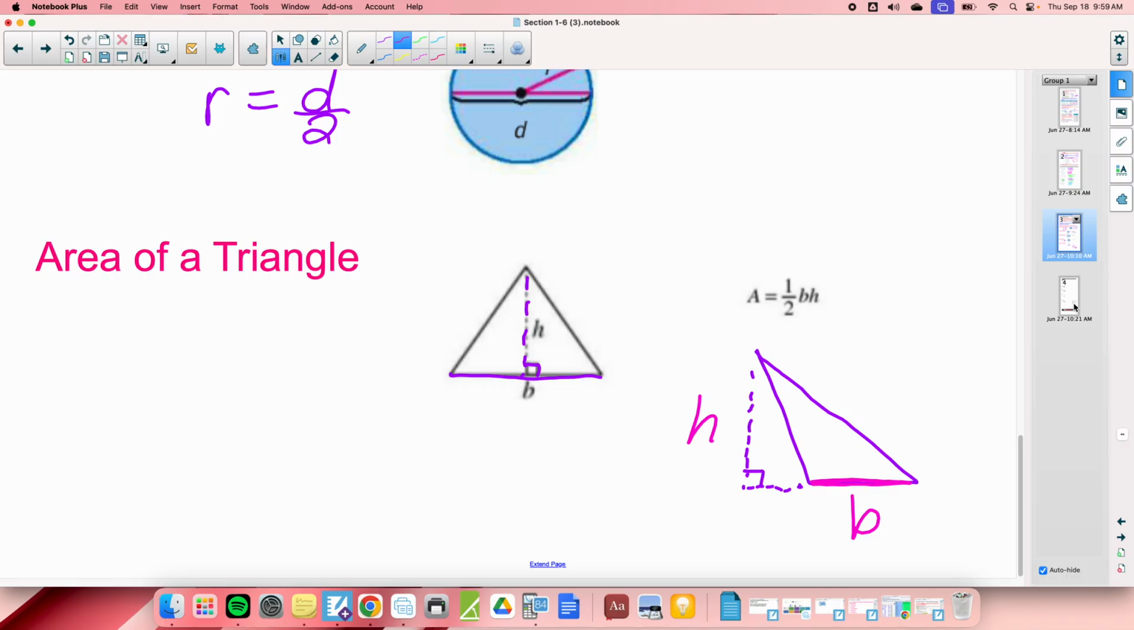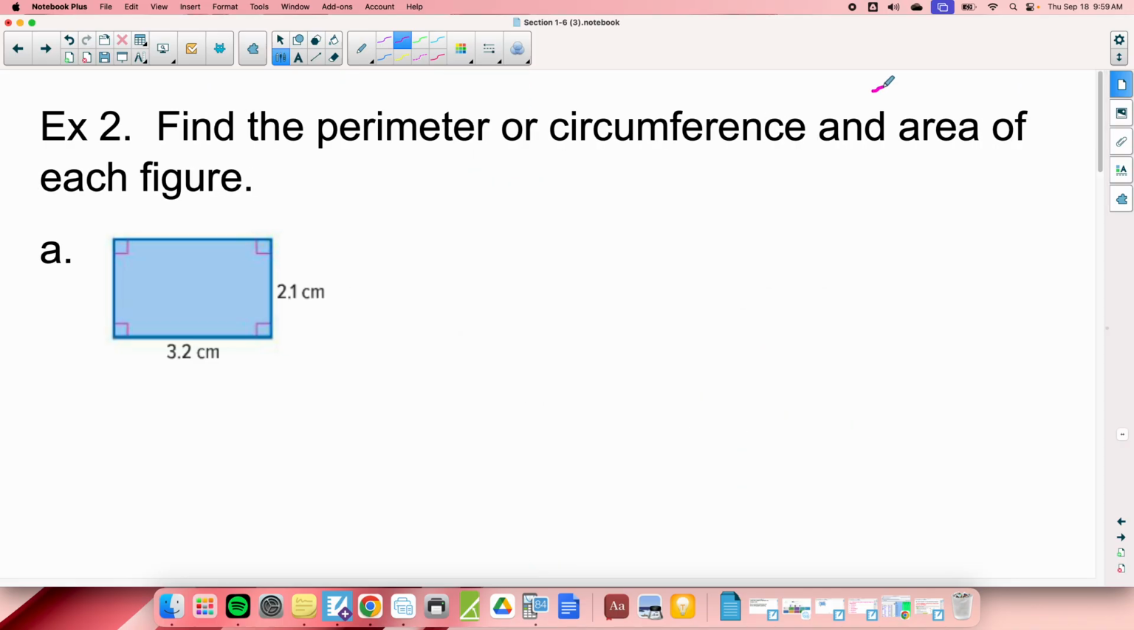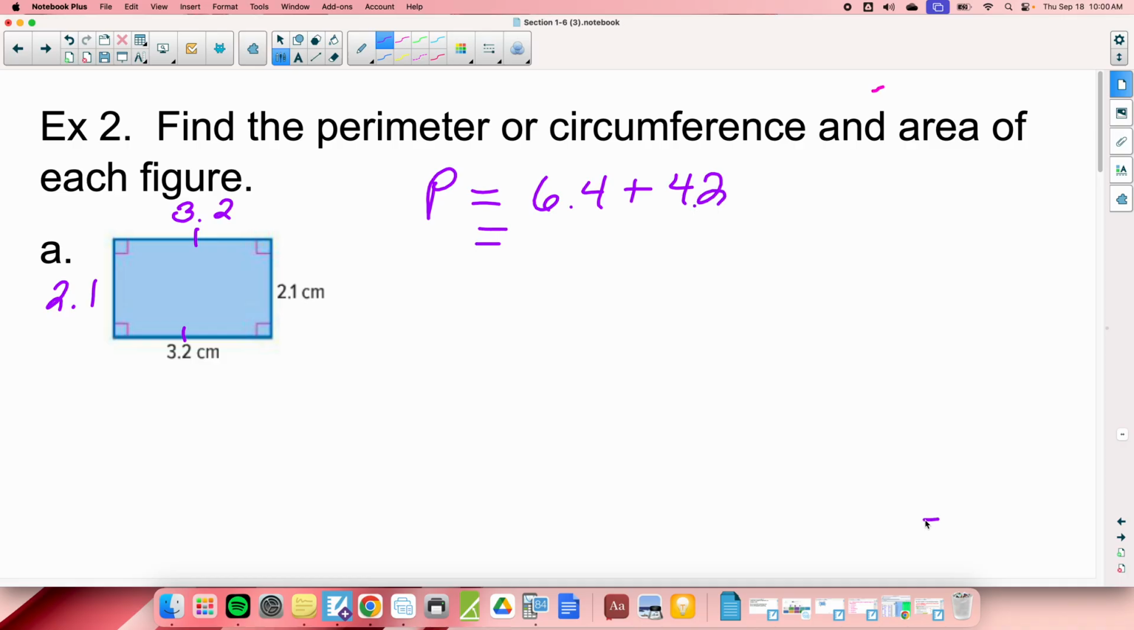All right, so now let's go to this last page and we're gonna find the perimeter or circumference and the area. So today's pretty easy. First of all, perimeter, if you have a rectangle, do you guys know opposite sides are equal? So if that's 3.2, this is 3.2. If that's 2.1, this is 2.1. So for our perimeter, you just have to add around. So you would go 3.2 plus 3.2 is 6.4. 2.1 plus 2.1 is 4.2. And you can just add that up on your calculator. You don't have to show work. Did you guys get 10.6? Okay, that is your perimeter.